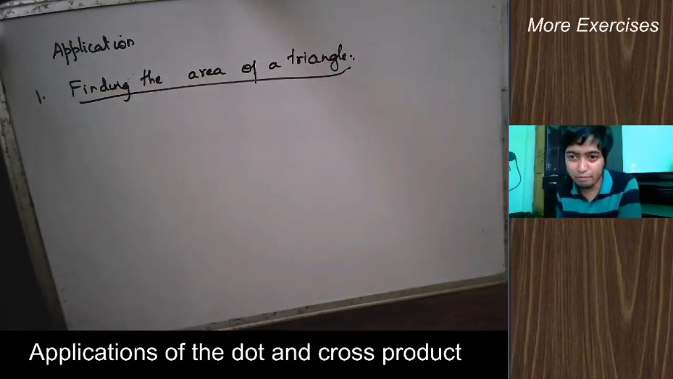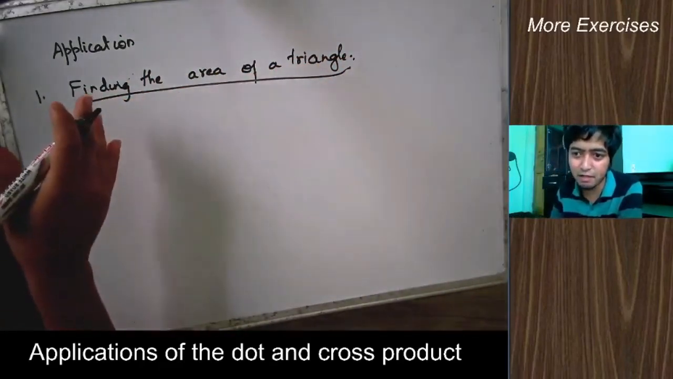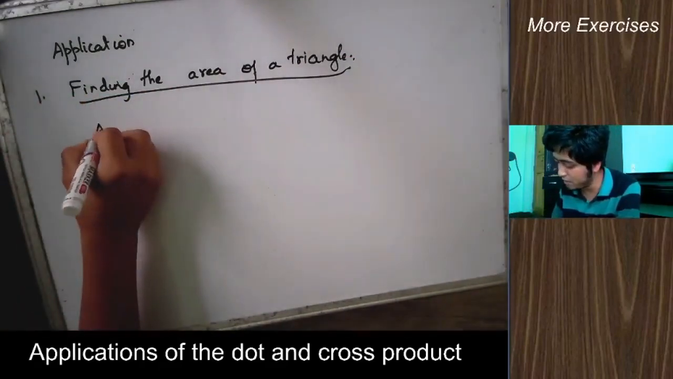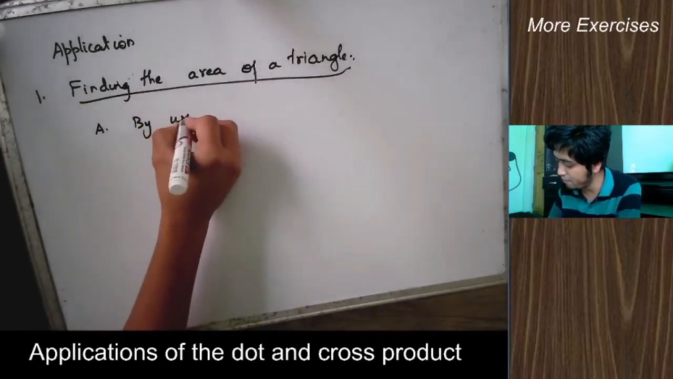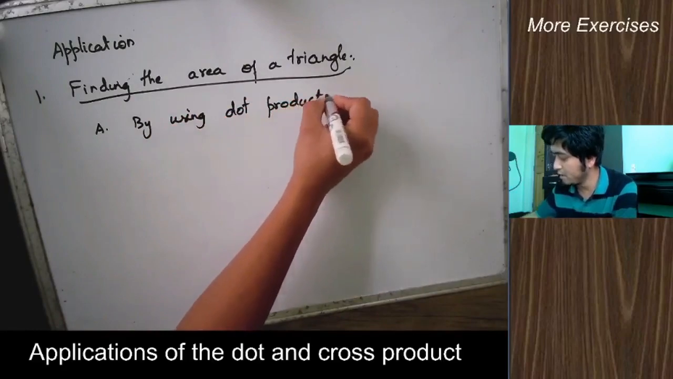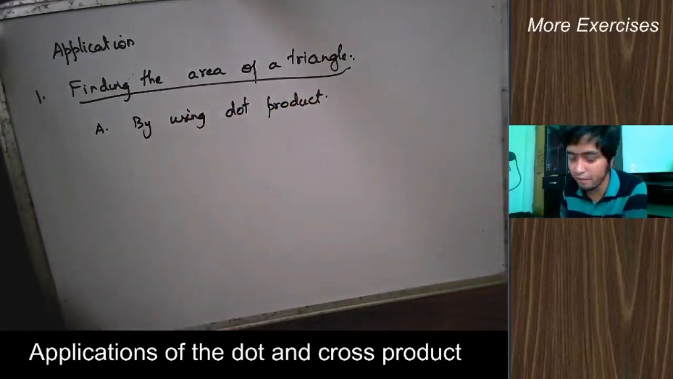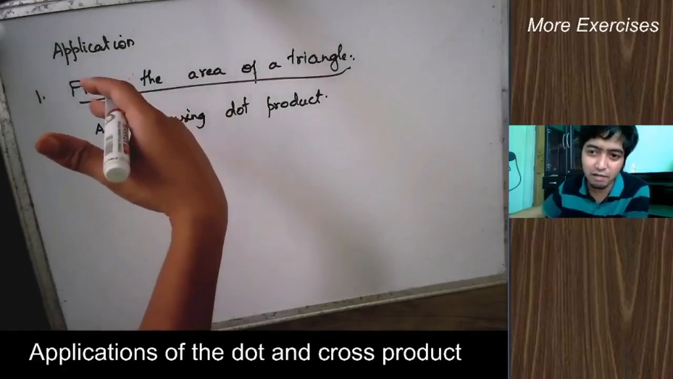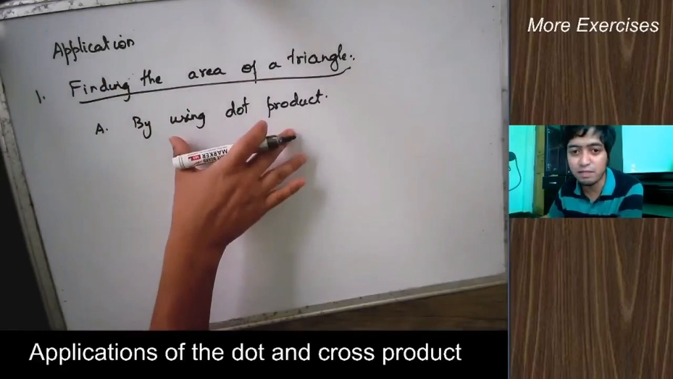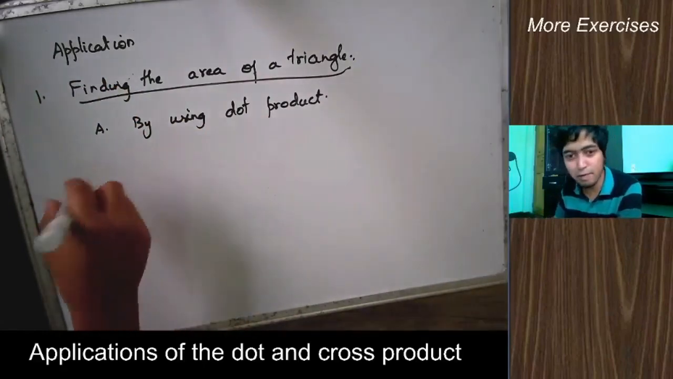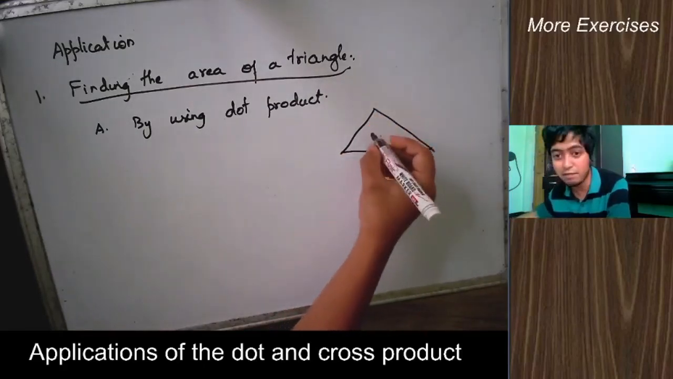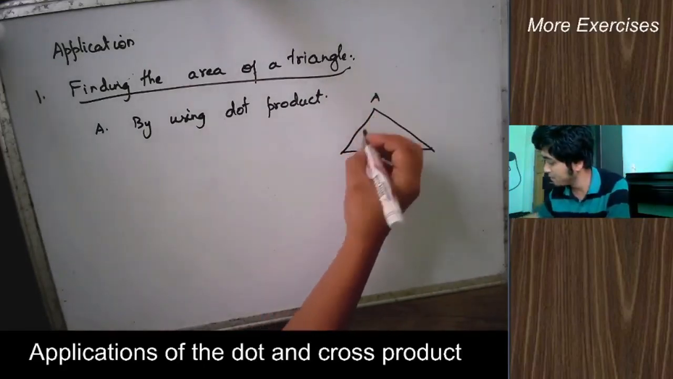We will find the area of the triangle, first by using the dot product, and second by using the cross product. So A, by using the dot product. If we have to use a dot product, it means that we will try to derive a formula for the area of a triangle which involves the dot product. We will need a triangle first of all, so let this be the triangle ABC.